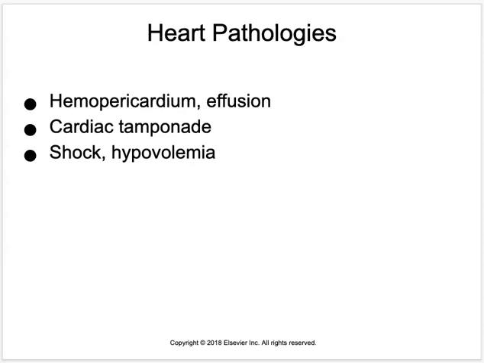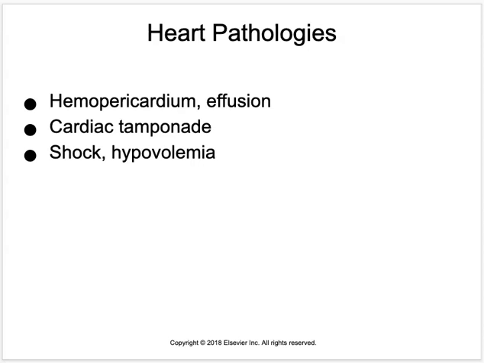Cardiac tamponade, that's our next one. This is an accumulation of fluid in the pericardial space that can lead to compression of the heart. The compression of the heart from that buildup of fluid in the pericardial space is what we call a cardiac tamponade. So the pressure, the compression that builds up on the heart from that accumulated fluid, is cardiac tamponade.